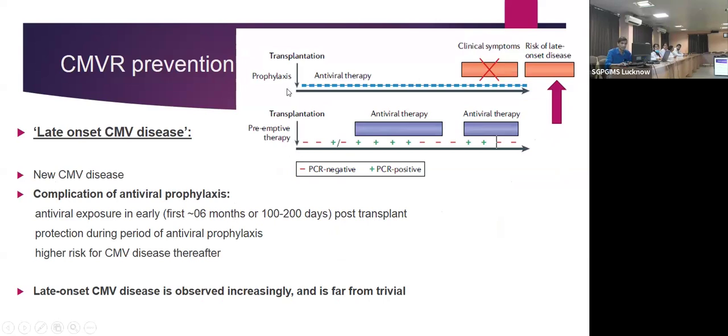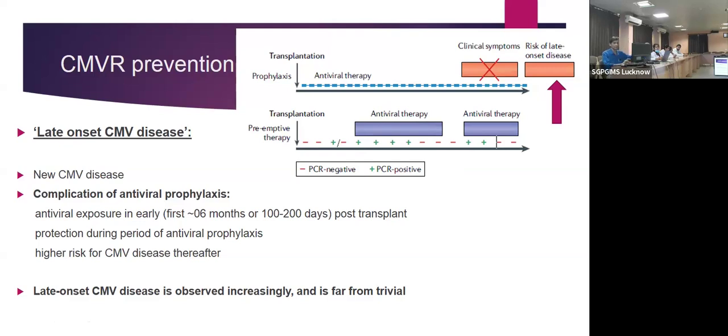this prompted us to give preemptive therapy instead of continuous prophylaxis just after transplantation. As you can see, we start antiviral therapy only when we do regular serial PCR testing, and as soon as we get the first positive sample, we start antiviral therapy for some time. Then when we again get a negative PCR, we stop. If it again becomes positive, we give the antiviral therapy again.